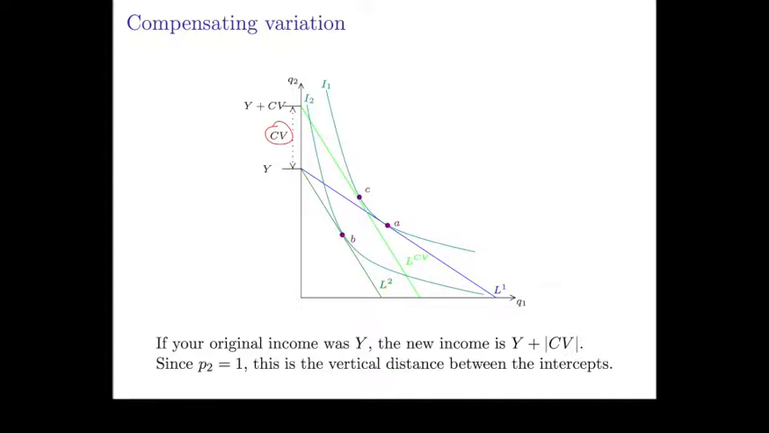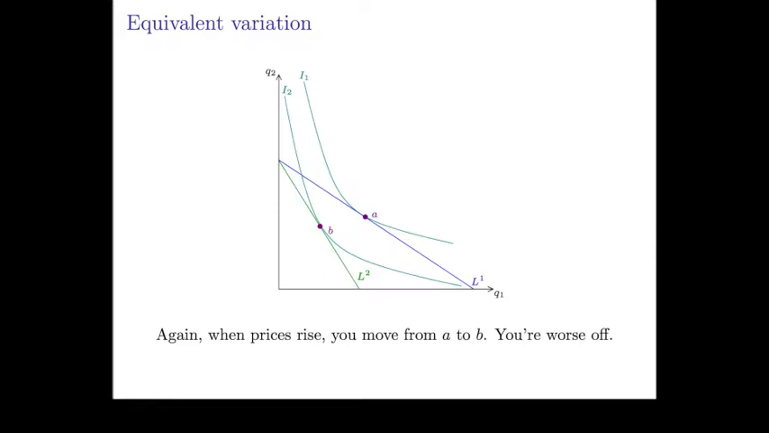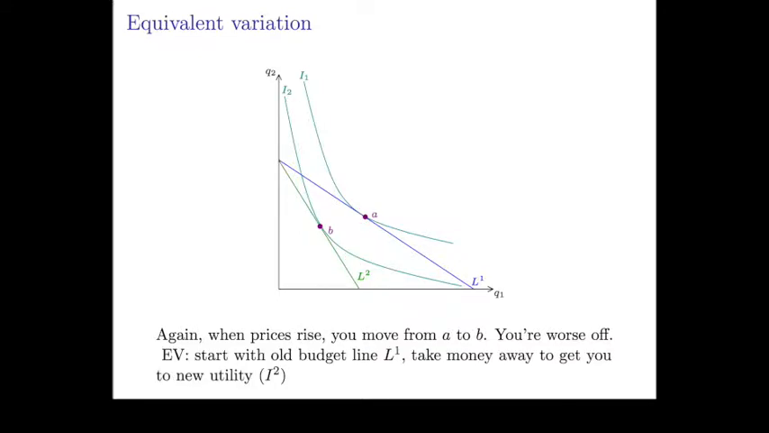Now let's look at the equivalent variation. So let's go back to our original picture with the 2 budget lines and the 2 bundles A and B. And we are worse off when the price goes from P1 to P1 prime, causing the budget line to rotate in from L1 to L2. So the equivalent variation is based on the idea that if we take away money from you at L1, even when the prices were the original prices, you would eventually drop down to this utility level that puts you on the indifference curve I2.